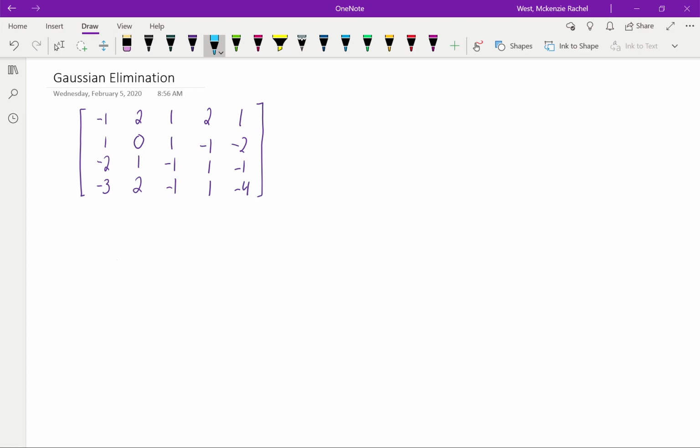Hello! In this video I want to reduce this matrix to row echelon form and give you a little bit of sort of what I'm thinking as I'm doing it. So my first step is to swap the first and second row. My reason for doing that is that I really want a 1 up in this top left corner.